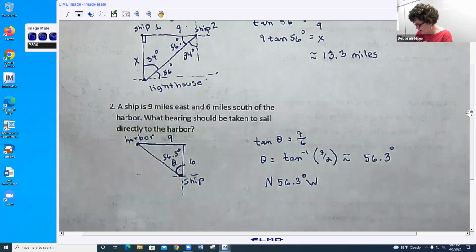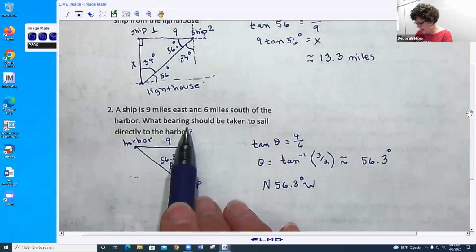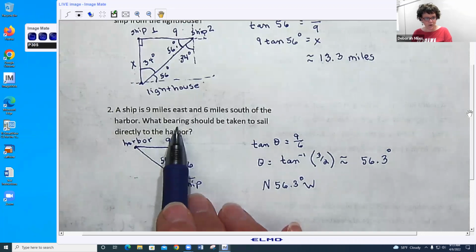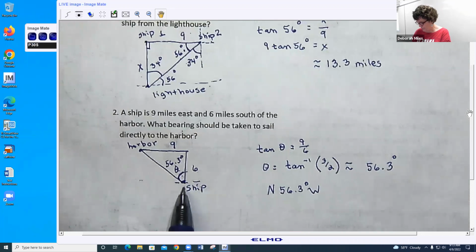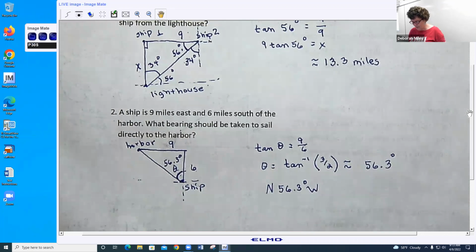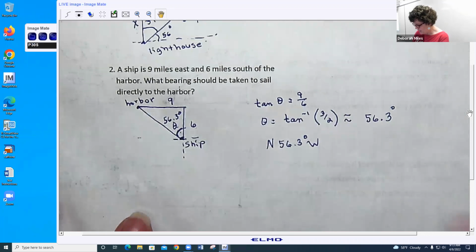Just make sure you start your bearing from the right place. Draw that at the ship, not at the harbor. You'll get that right. Now, let me just add something here, like a part B.